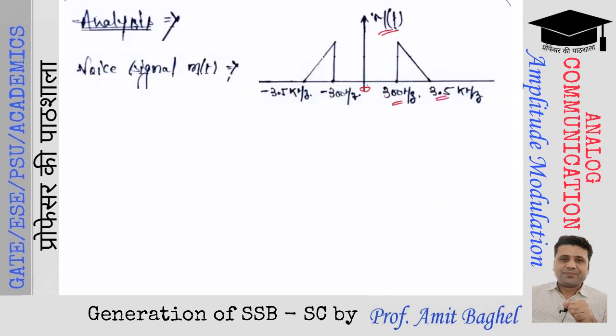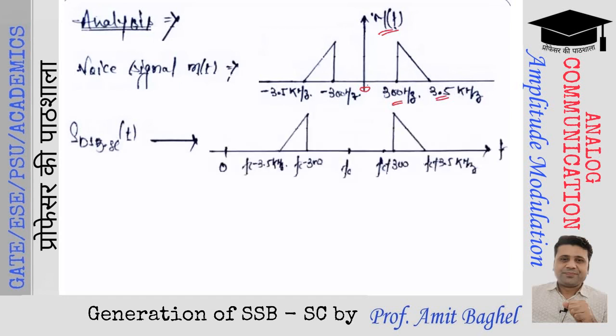Let us analyze. Say we have a message signal m(t), which is the speech signal, and that signal ranges from 300 Hz to 3.5 kilohertz. Let us modulate it with the help of the DSBSC modulation technique. So the DSBSC modulated waveform frequency spectrum will look like this. We are considering only the positive frequency component. So this is the 0 point, and this spectrum M(f) will be shifted by the carrier frequency fc. So this is only M(f minus fc).